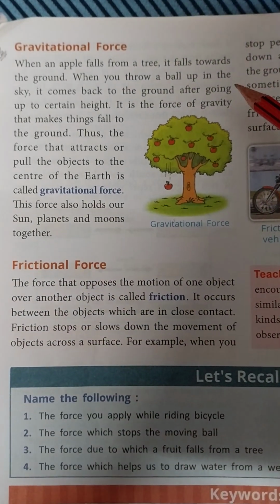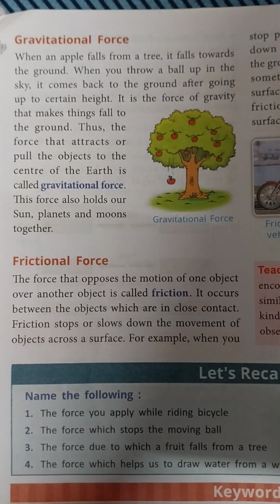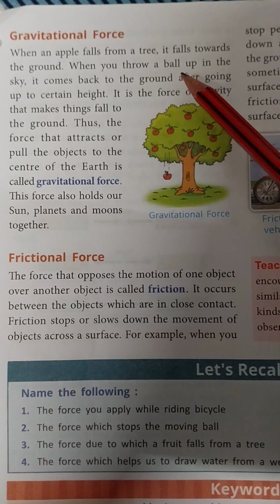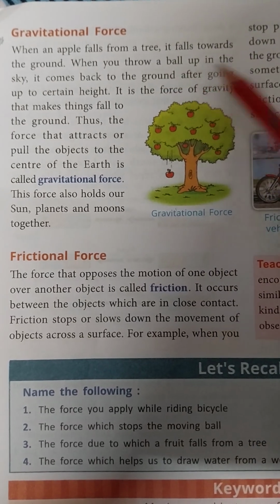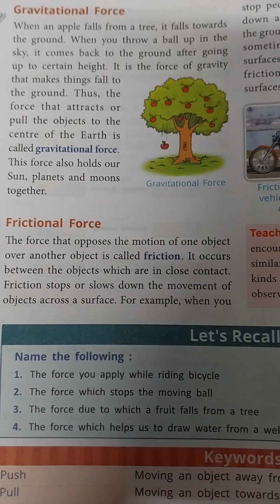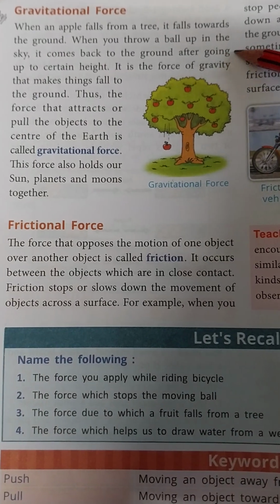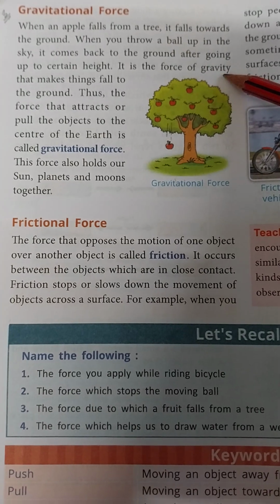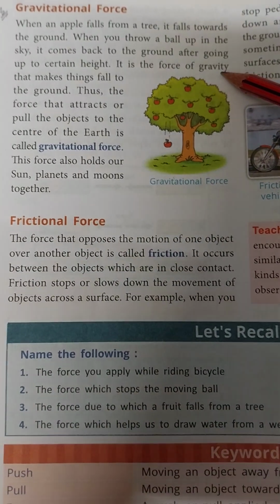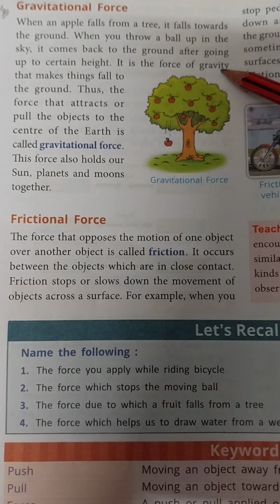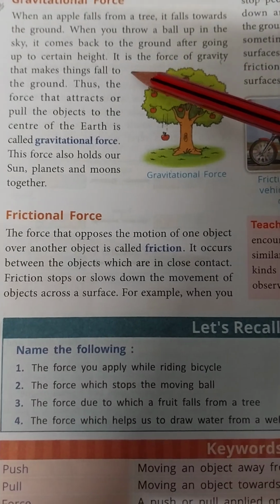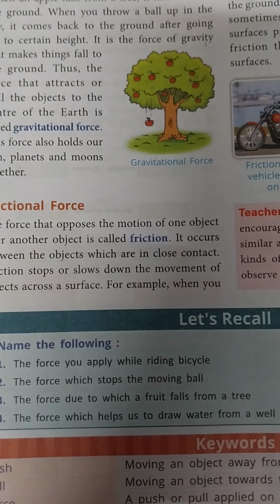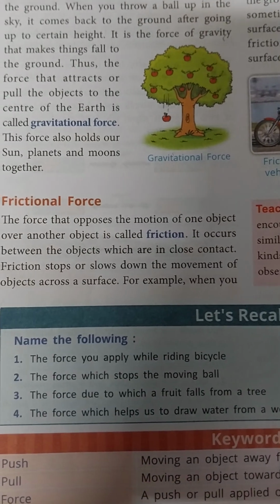When an apple falls from a tree, any fruit, not only an apple, it falls towards the ground. When you throw a ball up in the sky, it comes back to the ground after going up to a certain height. It is the force of gravity that makes things fall to the ground. So anything you throw in the sky will come back down on the ground.